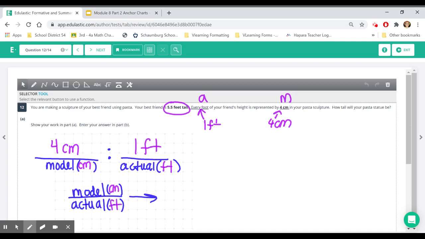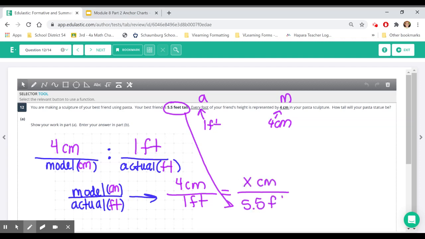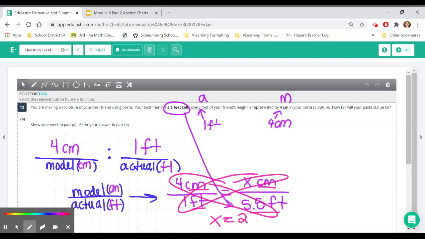So I'm going to set up my proportion now. What do I know versus what am I looking for? I know that 4 centimeters model over 1 foot actual is equal to some amount of centimeters that represents 5.5 feet. As long as you keep these in order, model over actual, centimeters over feet, we're set. And when we cross multiply, we get 4 times 5.5 is equal to x, which is 22 centimeters. So my best friend sculpture is going to be 22 centimeters tall.